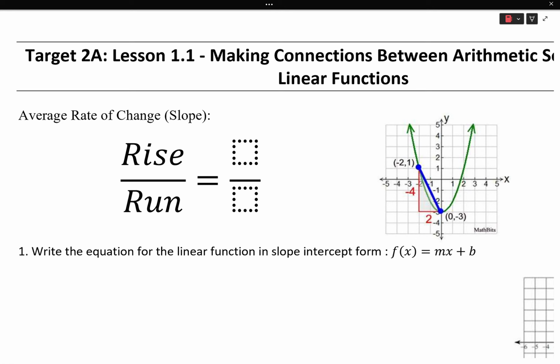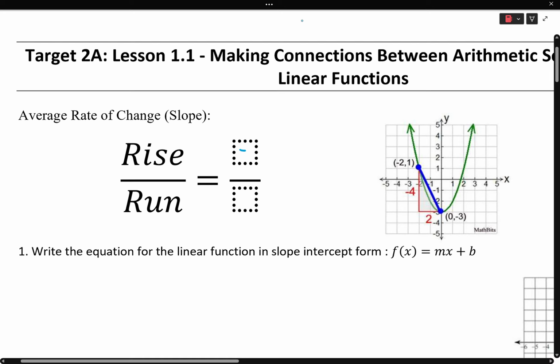So it's the change up and down and side to side that's happening between one point to the other, left to right. Now in this little example, we have a rise of -4 because we went down 4 and to the right 2. This can absolutely be simplified to -2.